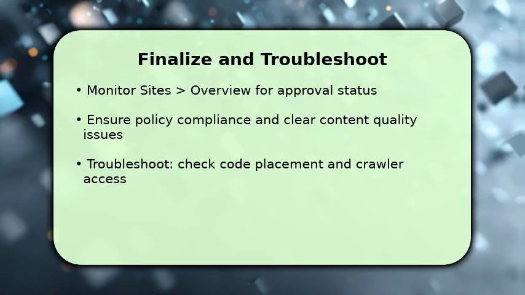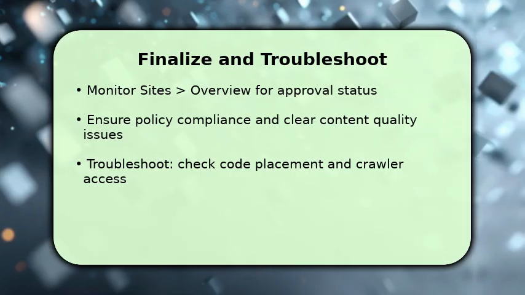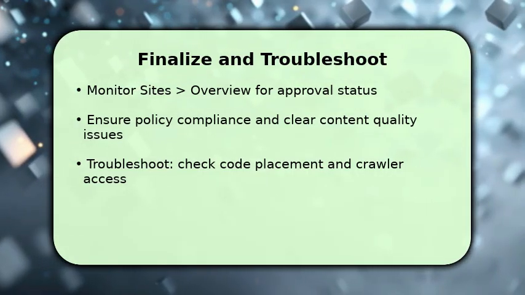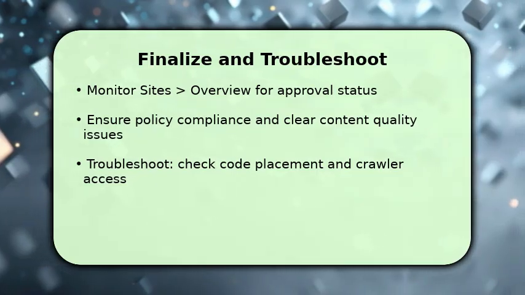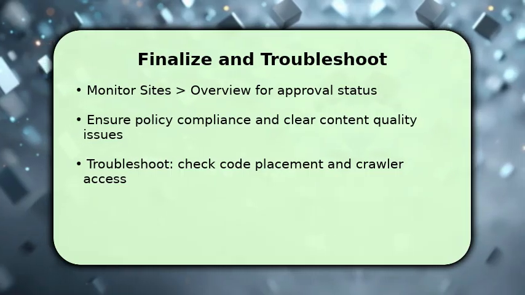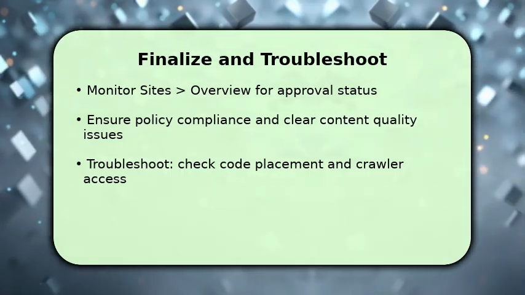Make sure formats and placements follow policy to avoid violations. If ads don't show after approval, request a manual review or recheck code placement in the head and that no script conflicts exist. A key troubleshooting tip: confirm Googlebot can crawl your site. If blocked, remove the block and request recrawl to resolve most approval delays.